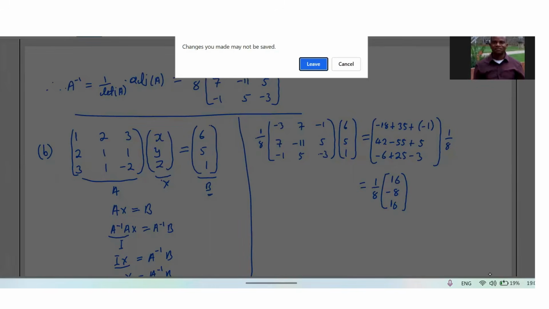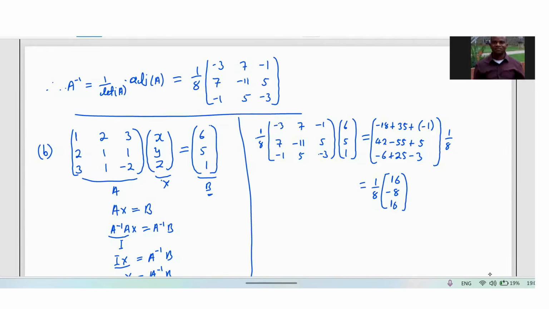So we know that this is matrix X. In other words, what we remain with is X, Y, and Z, which is equal to that. If we multiply through what is inside, we're going to have 16 times 1 over 8. This gives us 2. Then 1 over 8 times negative 8 is negative 1. 1 over 8 times 16 is 2.